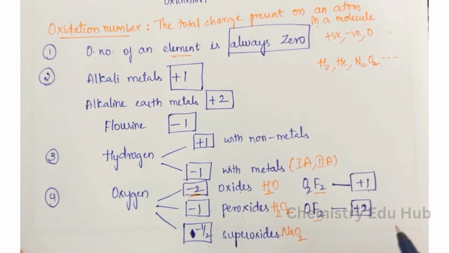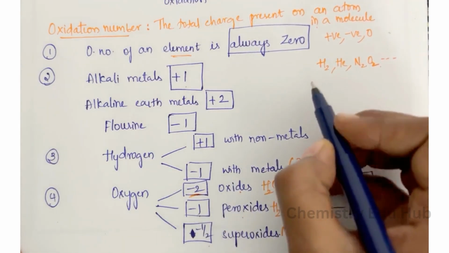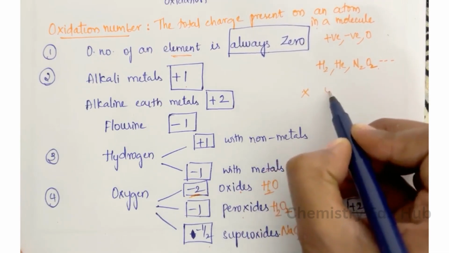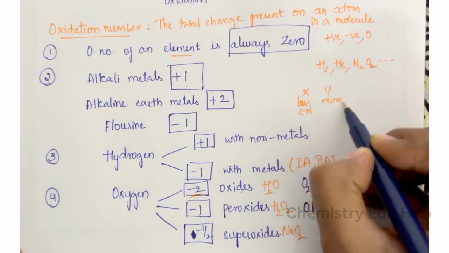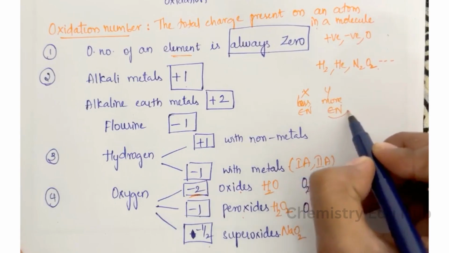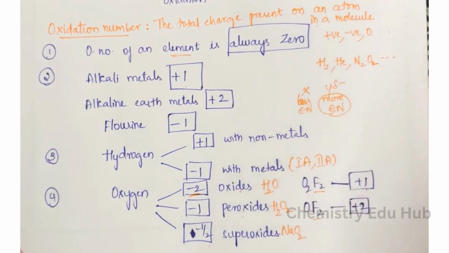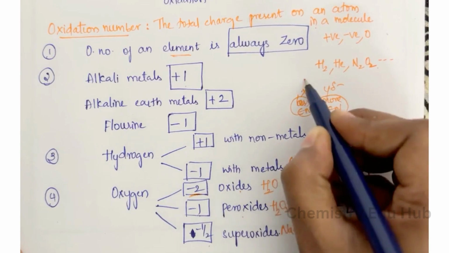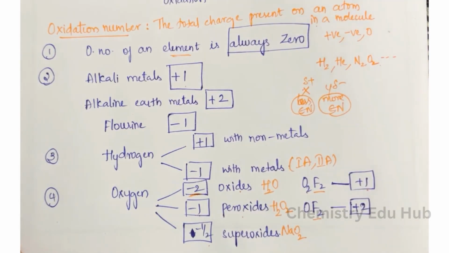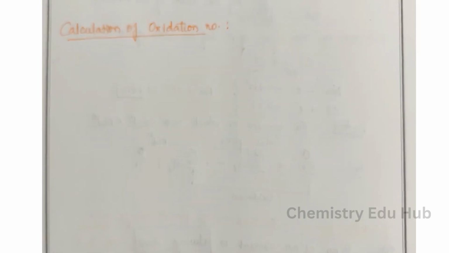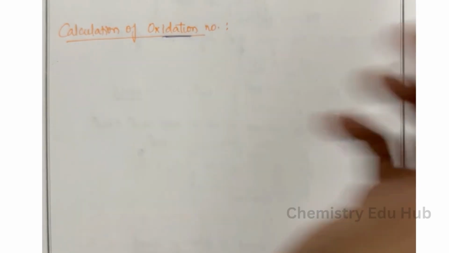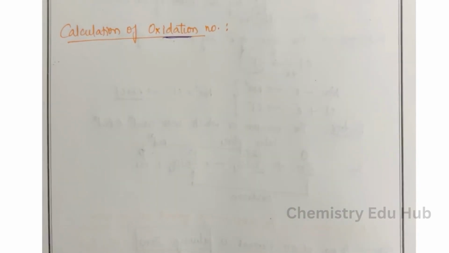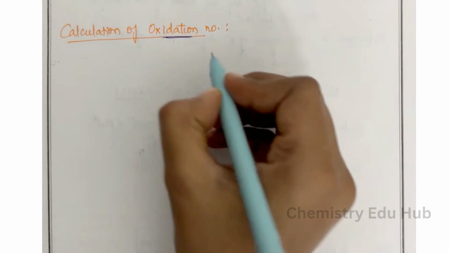Overall, oxidation state is nothing but the tendency to lose or gain electrons. Suppose two atoms are there, one is less electronegative, the other is more electronegative. Definitely the more electronegative atom will get the negative oxidation state, the less electronegative atom will get the positive oxidation state. Let us see the calculation of oxidation number. To calculate the oxidation number of any unknown element, you need to first know the earlier rules. Only then can we calculate the unknown oxidation state.